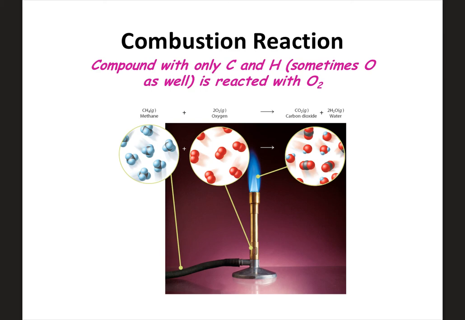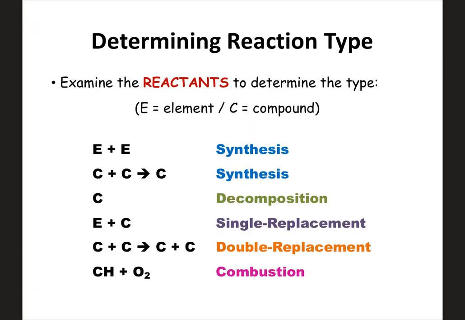So this is a simple example of a combustion reaction. The methane that comes out of the gas jets, the natural gas, reacts with oxygen in the air. It burns, it gives off the heat, and then it forms CO2 and H2O, which you don't even see. They basically go right into the air. But that's a good example of a combustion reaction.